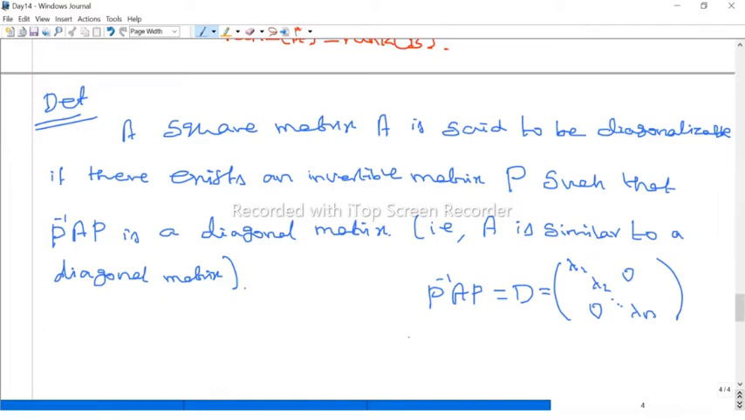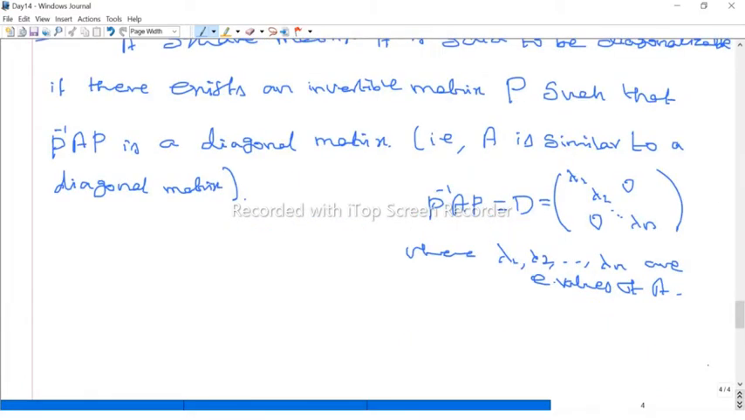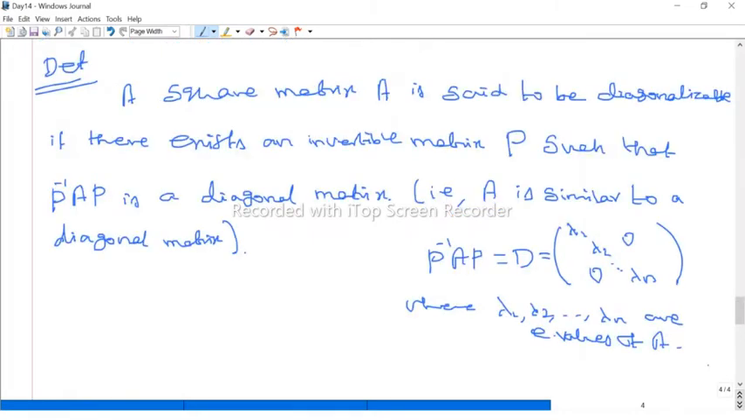Where lambda 1, lambda 2, up to lambda n are eigenvalues of the matrix A. This is the definition of diagonalizable. Similarly, we can say it for any linear transformation from a finite-dimensional vector space to a finite-dimensional vector space; maybe I will tell that later. So this is the definition: a matrix is said to be diagonalizable if there is an invertible matrix P such that P inverse AP is a diagonal matrix.